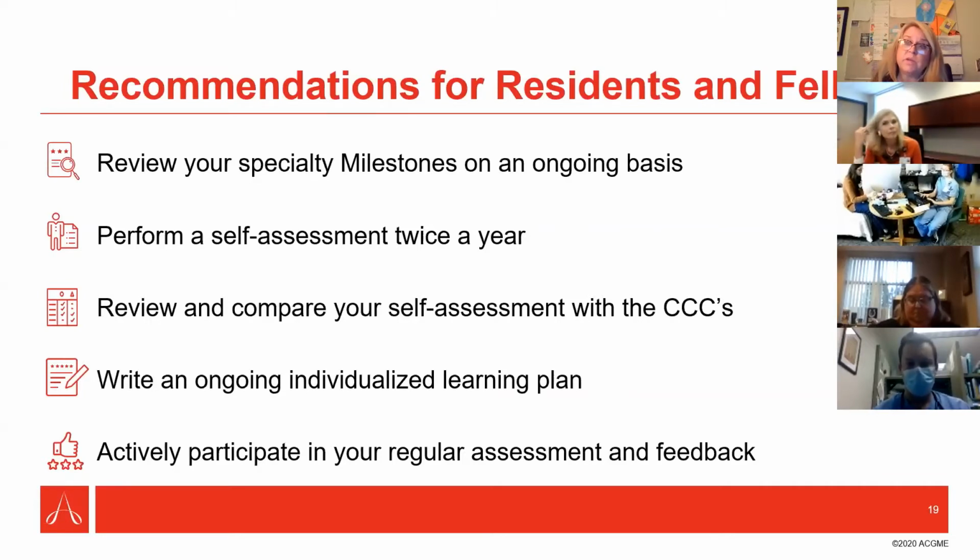Then we want you to be able to review and compare your self-assessment with the assessment that's given by the CCC. Now, you probably won't have access to the CCC assessment until mid-January, because that's how long it takes us to distill all of this information, come up with scores, and report those to the ACGME. But at that point in January, it's nice to take the CCC assessment and your own self-assessment and compare those, and then create some learning goals for yourself.